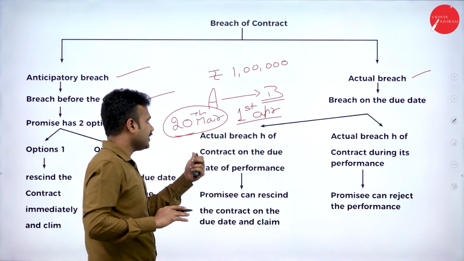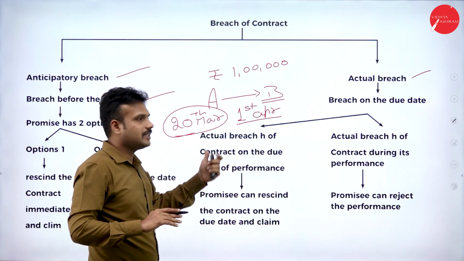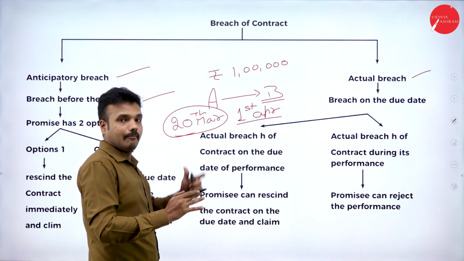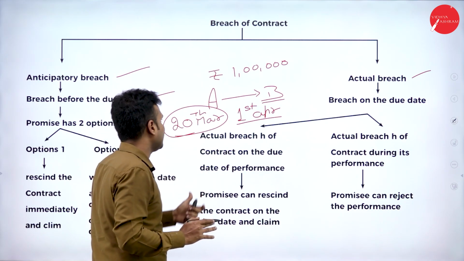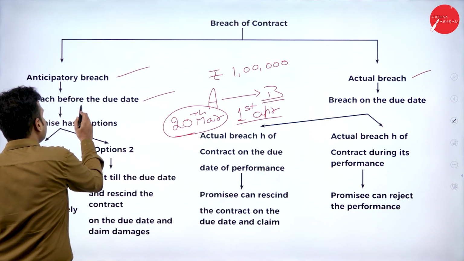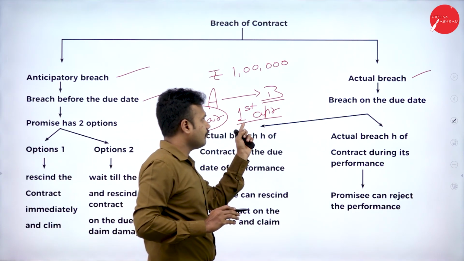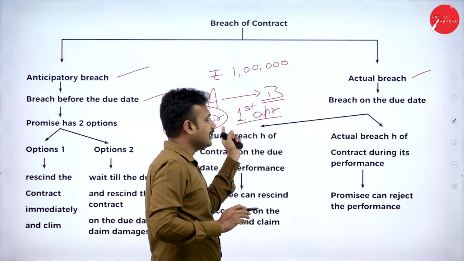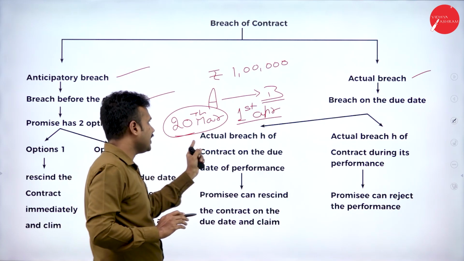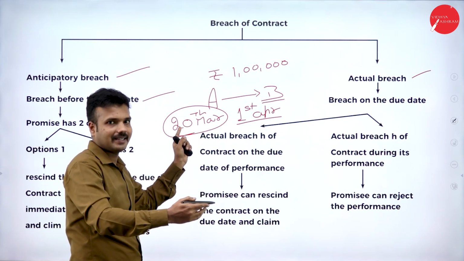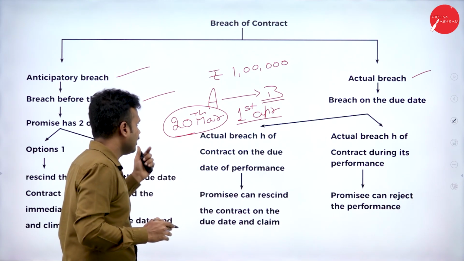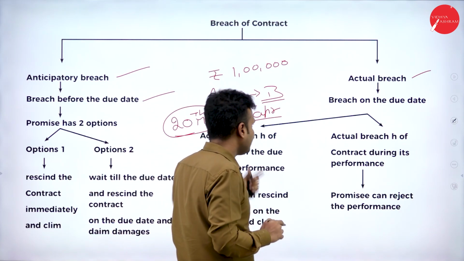So what happened? This kind of breach means he is not willing to purchase the property, so it is a breach of contract. But this kind, we call an anticipatory breach of contract. The name itself says it: breach before the due date. The due date is 1st April to pay the amount and collect the property. Before this date, he communicated to Mr. A that I am not interested in your property, you can sell to somebody else who is interested. That we call an anticipatory breach.